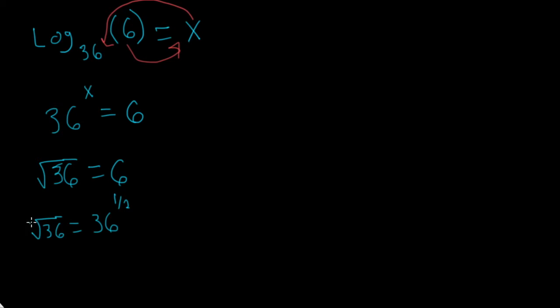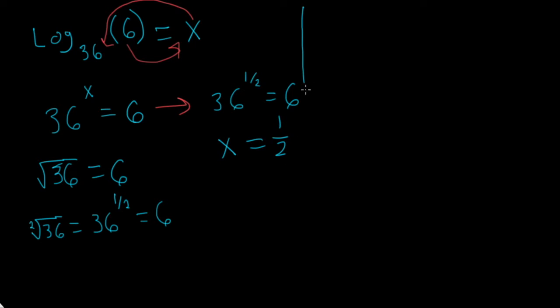When we have the square root, we imagine this to be like a 2 root. So what this means is that for our original problem, we would say 36 to the 1/2 power is equal to 6, because the square root of 36 is 6. So this equals 6, which means that x is equal to 1/2. So anytime you have a bigger base than your number here, you're going to have a fractional answer.